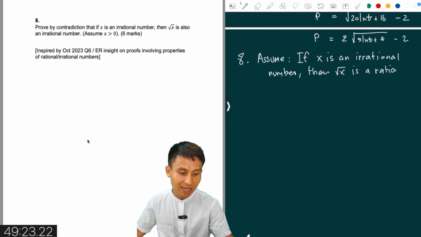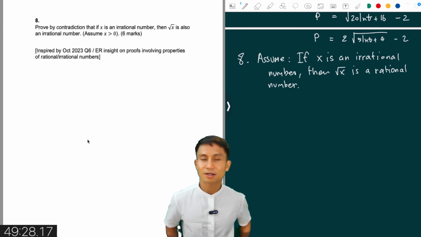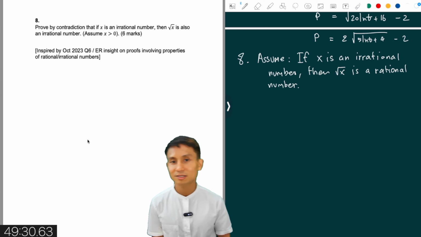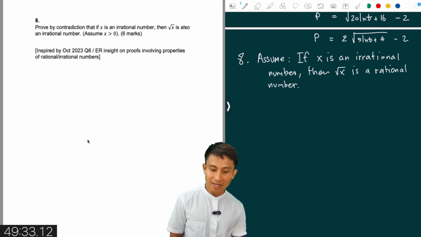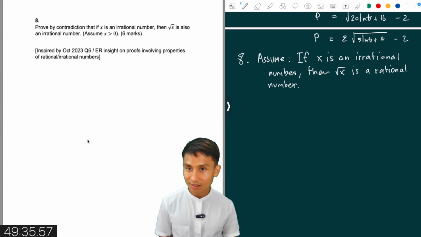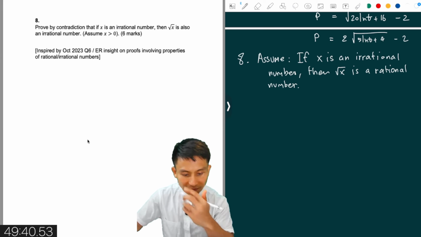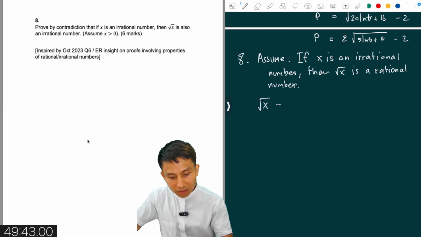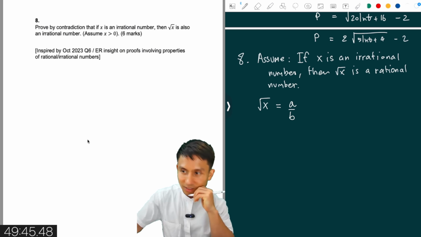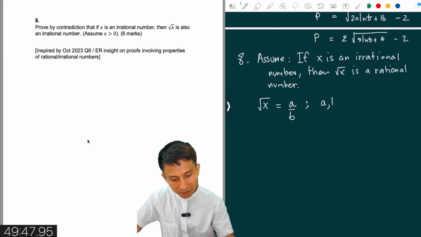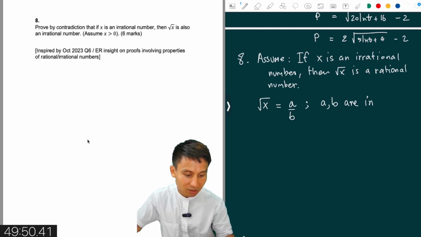So we just put the negation at the second part of the sentence. The second part is saying root x is an irrational, so we negate that, we have a rational instead. So we're gonna start with the rational definition because we assume that root x is a rational, so I'm just gonna put that. Root x equals a over b, where a and b are integers in their lowest terms.